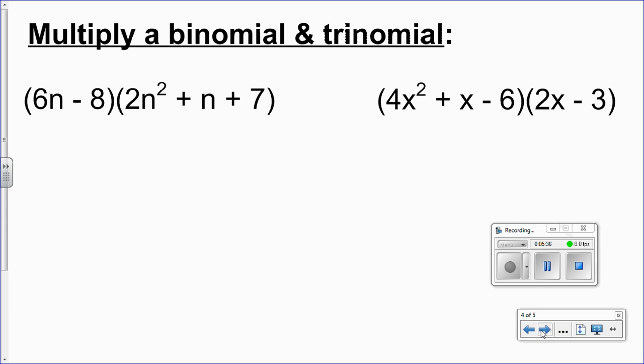Now let's multiply a binomial times a trinomial. All right, I'm going to do this in a vertical method. You might have learned just to distribute both terms from the binomial, and that's fine, but the vertical method, I think, keeps things a little bit more organized. So I'm going to write this out. I'm going to put the trinomial on top, and it's going to look like just a big multiplication problem.